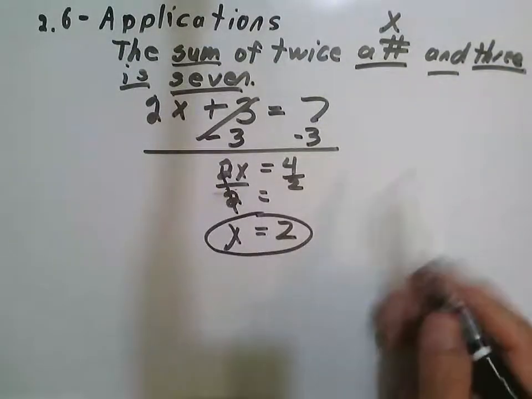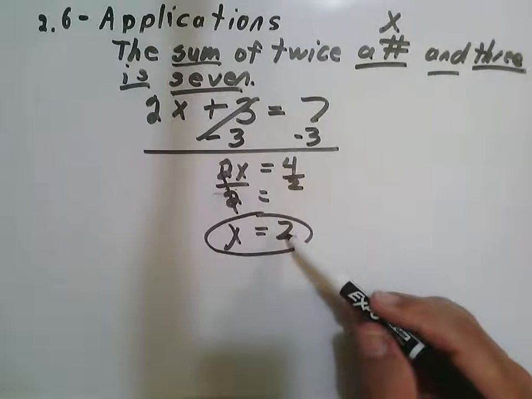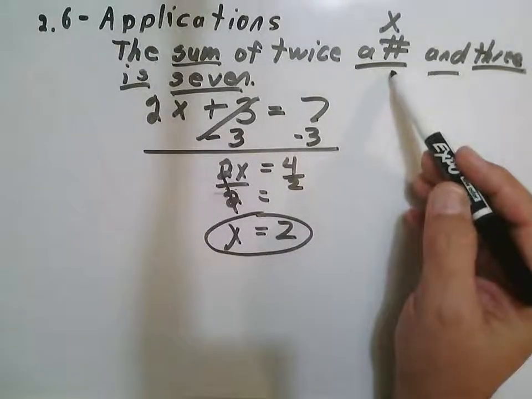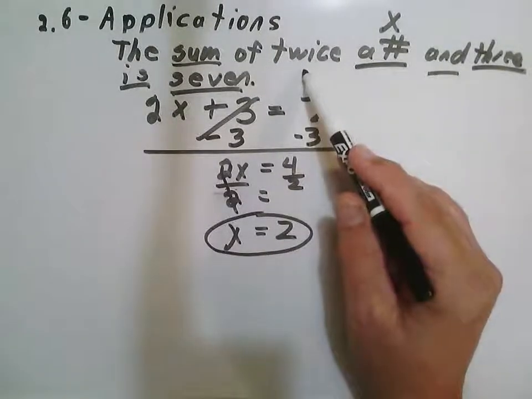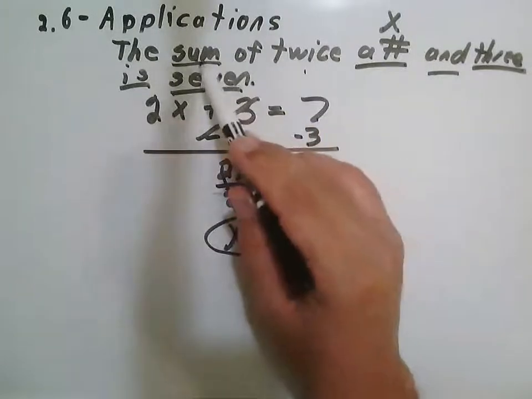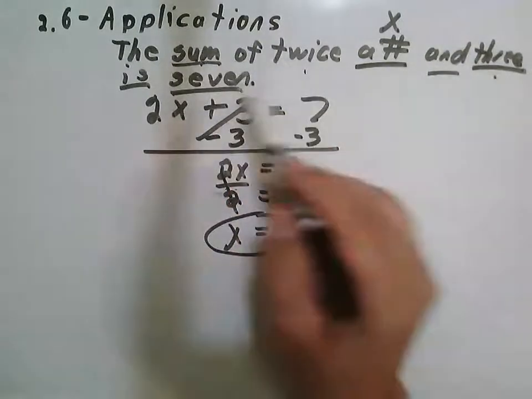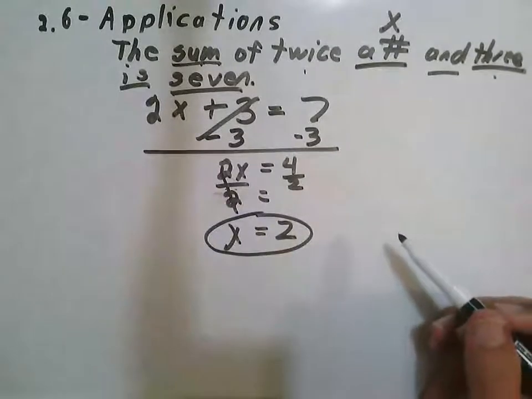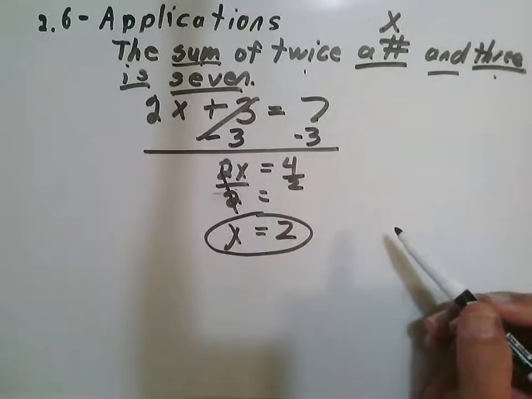Then I'll go back and check this. If I take 2 and multiply it by 2, or twice, that gives me 4. If I add 3 to that, does that give me 7? Yes, it does. So that's a quick way you can go back and check.